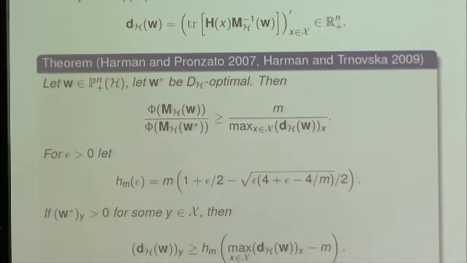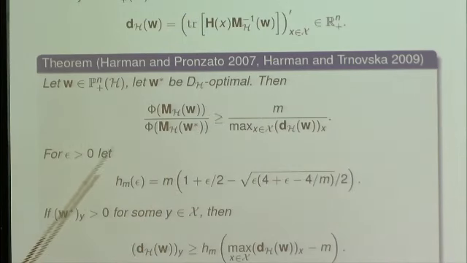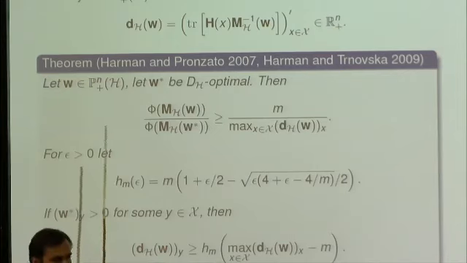So I will not state the equivalence theorem, but something stronger. If we have W a regular design and W star is a DH optimal design, some DH optimal design, then this inequality gives a lower bound on the efficiency of the design W. I rather like thinking in terms of efficiencies and bounds on efficiencies, not just equivalence theorems.